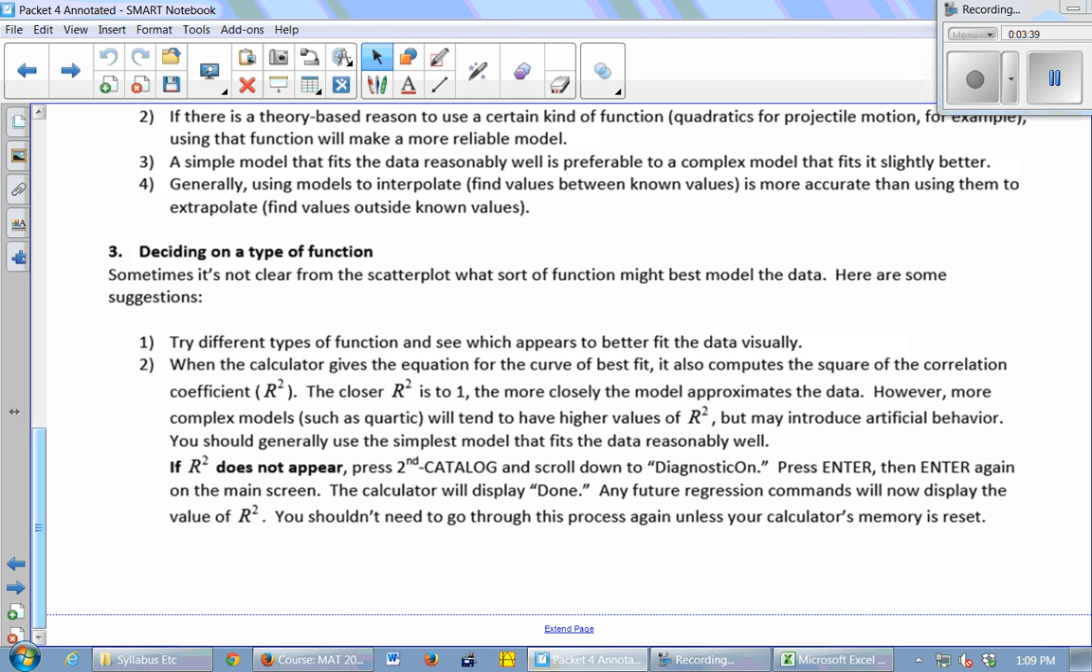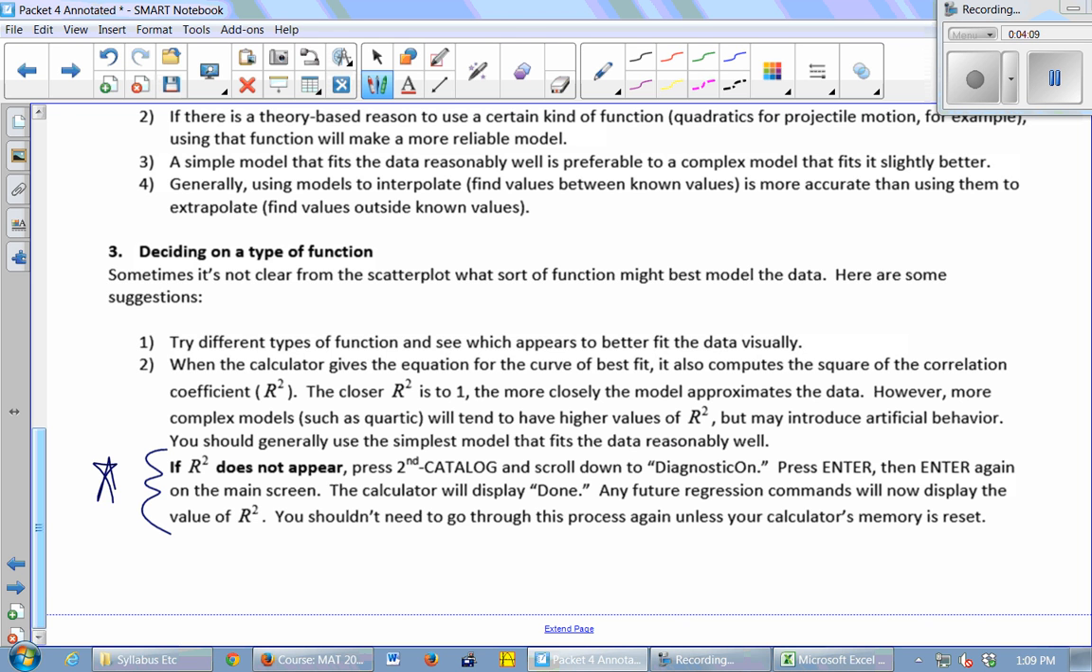Or you can compare R-squared values. That's the statistic your calculator tells you. The closer to 1 it is, the better the approximation of the data. But don't forget, complex models will generally have higher values of R-squared, but we like simple models. The simpler the better, with a reasonably good fit. If your R-squared doesn't appear, there are directions for how to make R-squared show up on your calculator right there.